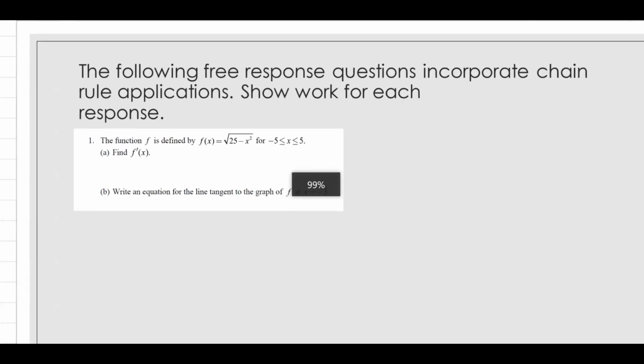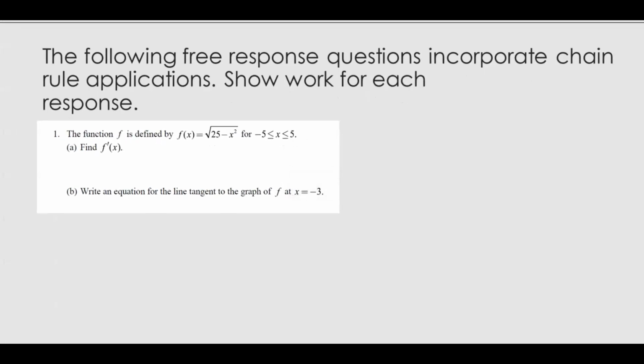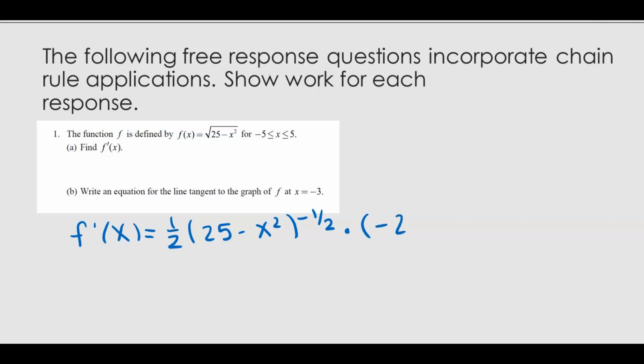Here is a free response question. This was a free response question from, I believe, the 2012 AP exam. So it says the function is defined as the following from negative 5 to 5. Find f prime. So the first thing you want to do is find your derivative. So f prime of x is 1/2 (25 minus x squared) to the negative 1/2 times the derivative of the inside, which is negative 2x.